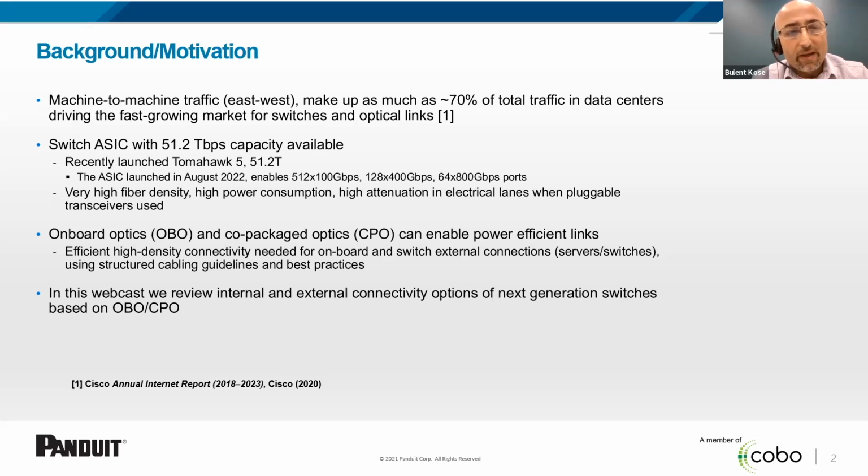And very high power consumption if you're using pluggable optics and high attenuation electrical lanes, again, when the pluggable optics are used. So that's where onboard optics and co-packaged optics ideas, of course, started because of those needs to address the high power consumption and high density. So OBO and CPO can enable these power efficient links.